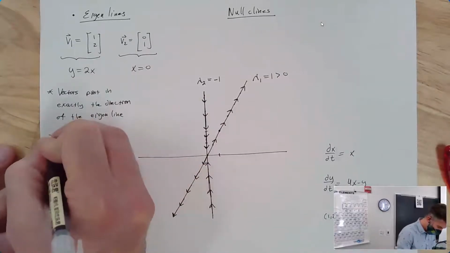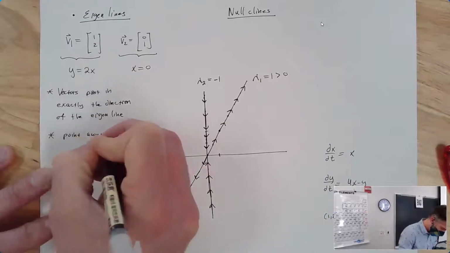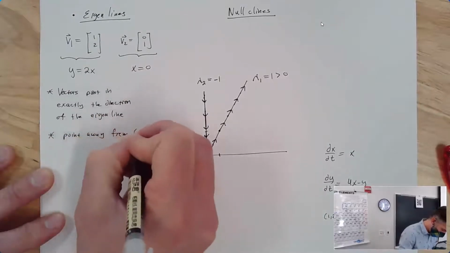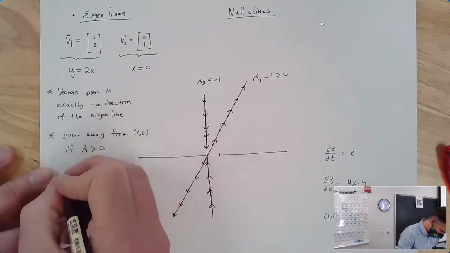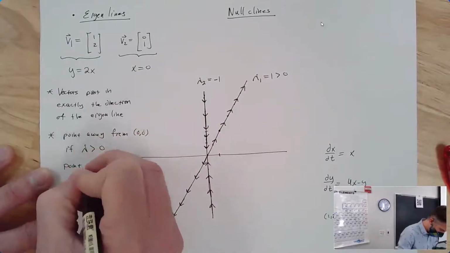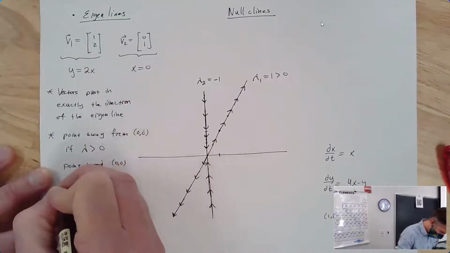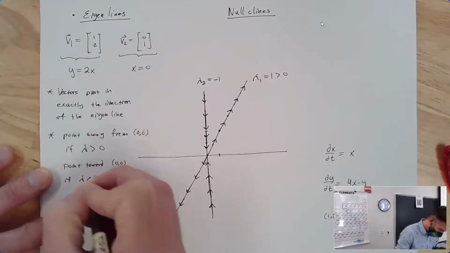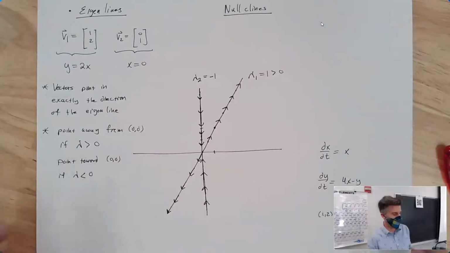And they point away from the origin if the eigenvalue is positive. They point towards the origin if the eigenvalue is negative. If the eigenvalue is 0, we hope it's not 0.